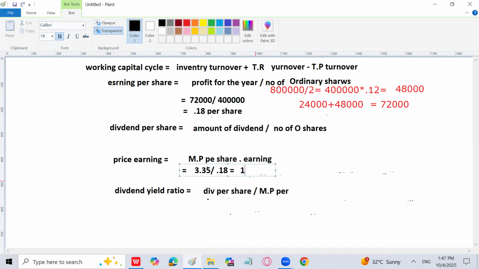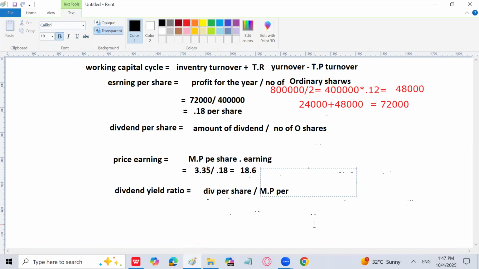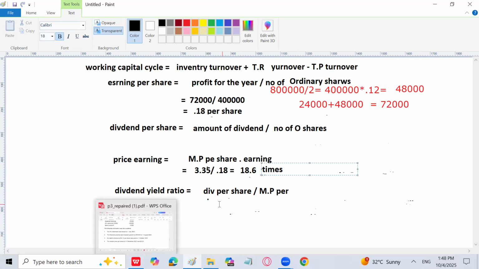So market price 18.61, 18.6 times. That is very good, right? So it means that the market price per share is 18 times the earning per share. So 18.6 times. Now the next ratio is going to be the gearing ratio.